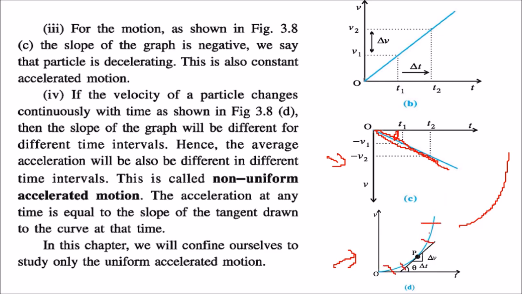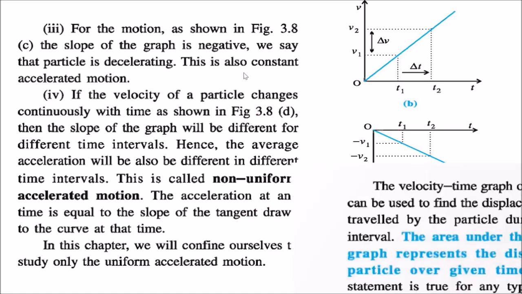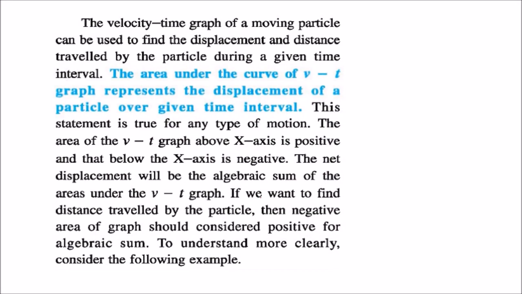The velocity-time or VT graph of a moving particle can be used to find the displacement and distance traveled by the particle during a given time. So how to find this distance? The area under the curve of the VT graph represents the displacement of a particle over a given time interval. This is very important. The area under the VT curve gives you distance and displacement. This statement is true for any type of motion.